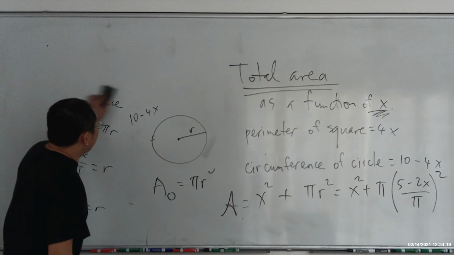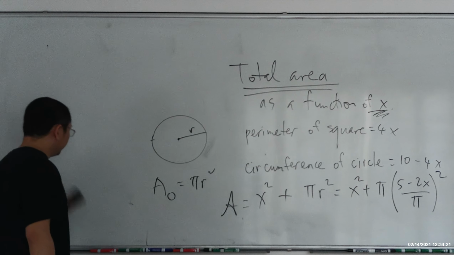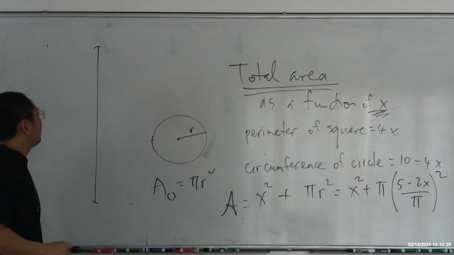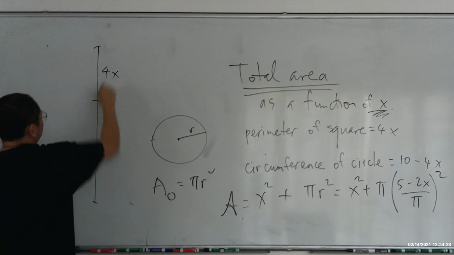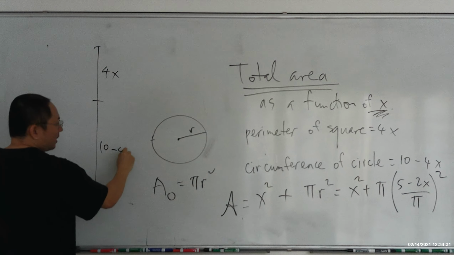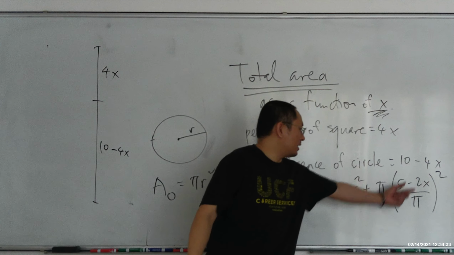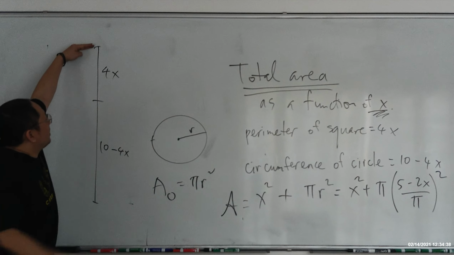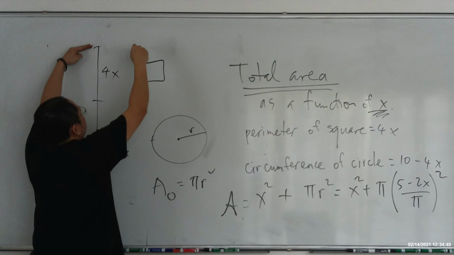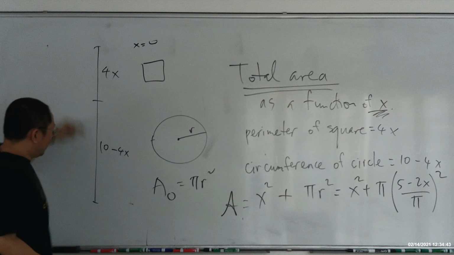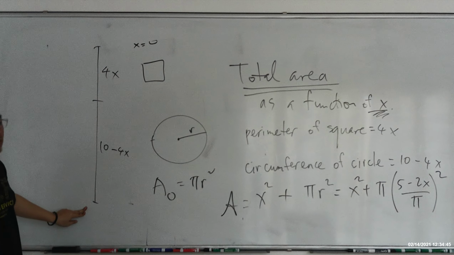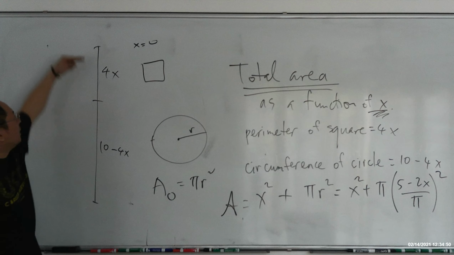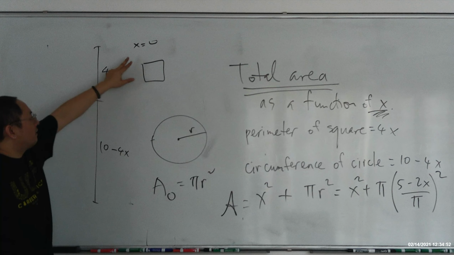Next question: what is the domain? That's a good question. I erased it, so I have to redraw it. From here to here is 4x. From here to here is 10 minus 4x. The domain, right? In other words, what is the maximum of x? What is the minimum of x? Say if you cut right up here, you don't make any square, then x is as small as 0. And if you use the entire rod to make the square, then 4x is maximum of 10.